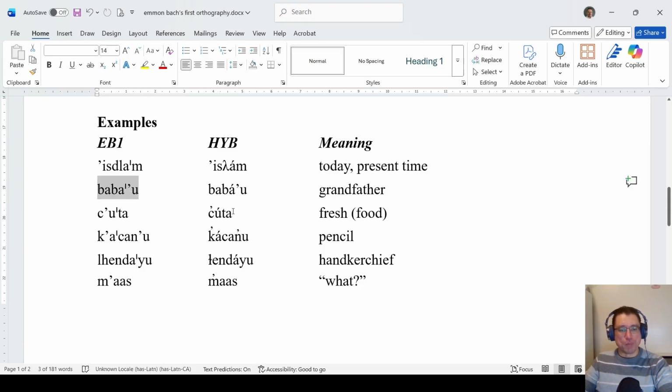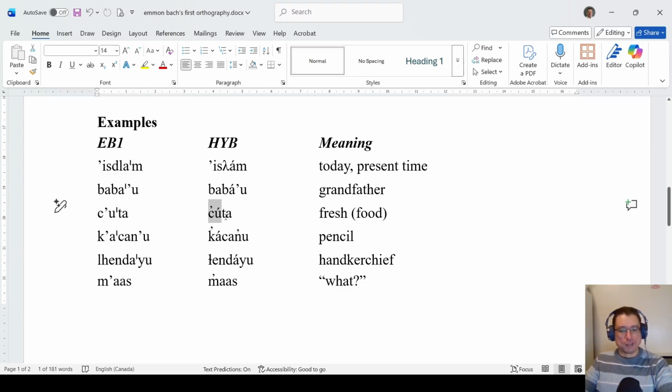Next we have baba'o. So the accent comes after the A, and then we have the apostrophe. So it kind of lengthens the word a little bit. And then in later iterations, we have the accent mark on top of the A. So it's a little more concise. And baba'o means grandfather.